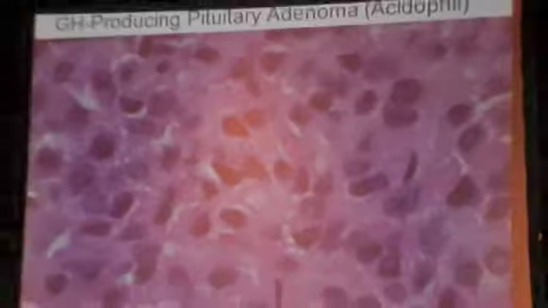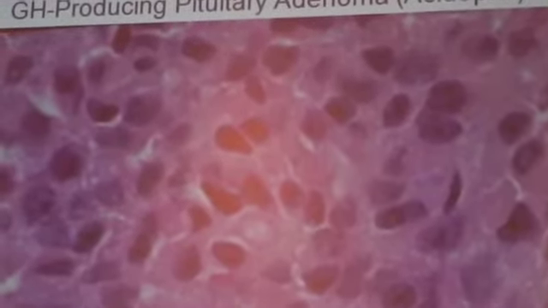This would just be an example of a growth hormone producing pituitary tumor. And notice one thing in endocrine pathology that one can say across the board is that pleomorphism, nuclear pleomorphism, is a pretty common and constant feature.